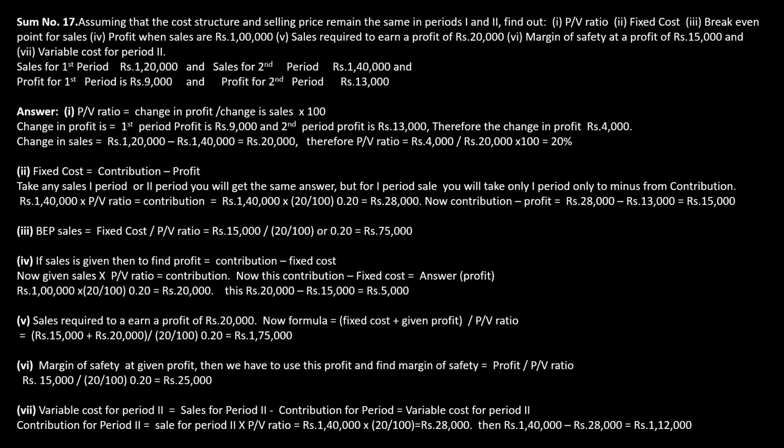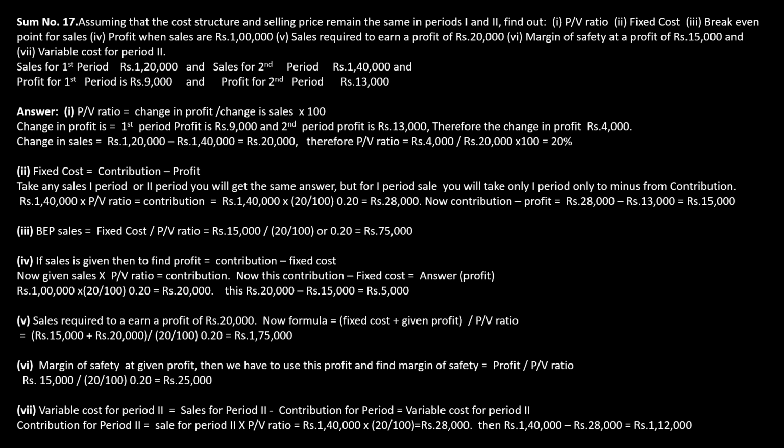Next, the fourth subdivision. If sales is given, in fourth subdivision, the profit when sales is rupees 4 lakh. You are going to find the profit when sales is given, which means you are given the sales and asked to find the profit. When you are given the sales and asked to find profit, we are supposed to start with the formula sales into PV ratio is contribution.